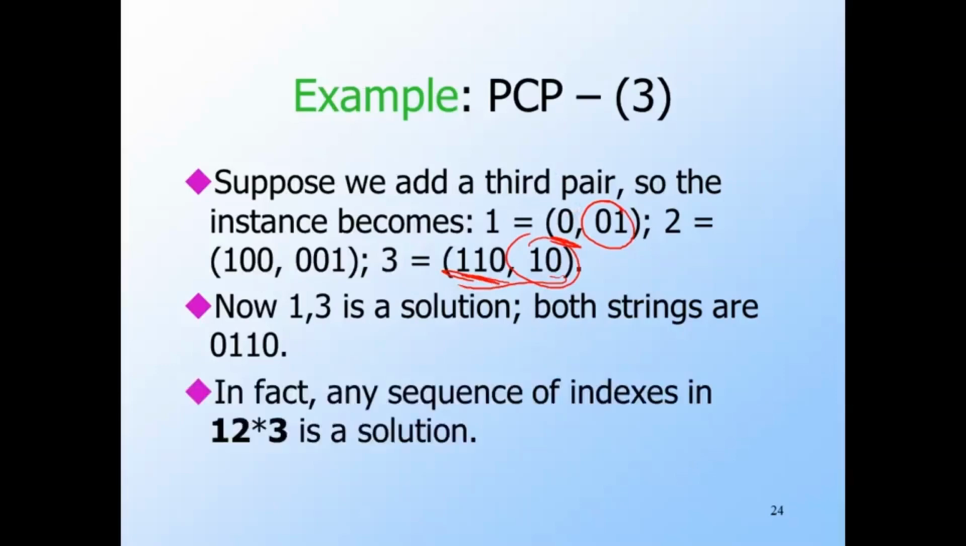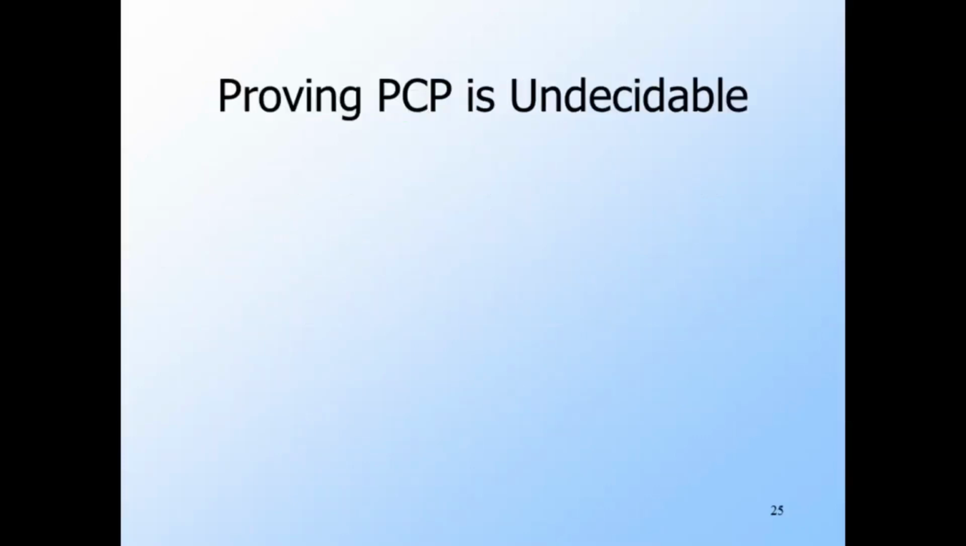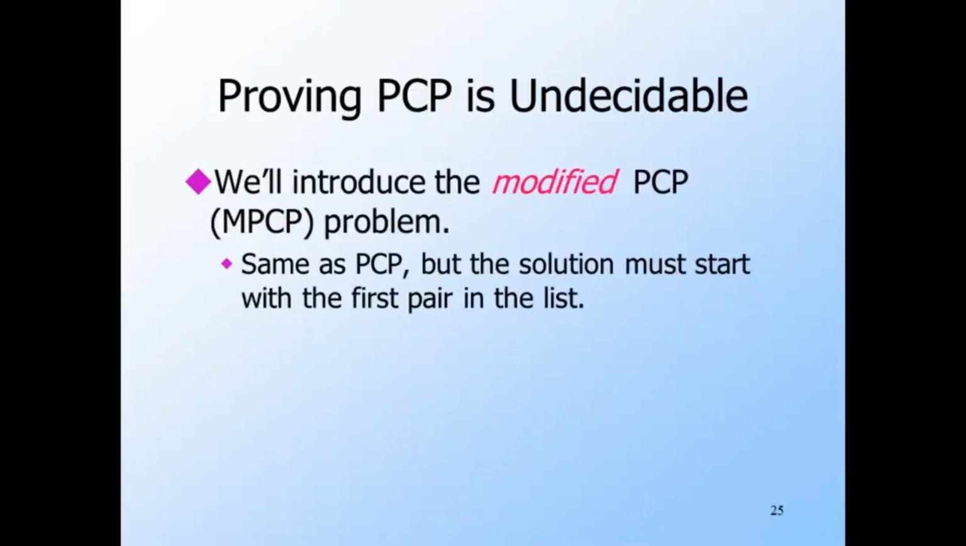In fact, there is an infinity of solutions for this instance. Any string of indexes in the language of the regular expression 1 2-star 3. That is, after the 1 we can use pair 2 any number of times, including 0 obviously, and finally use the pair 3. So here's the plan for proving PCP is undecidable.